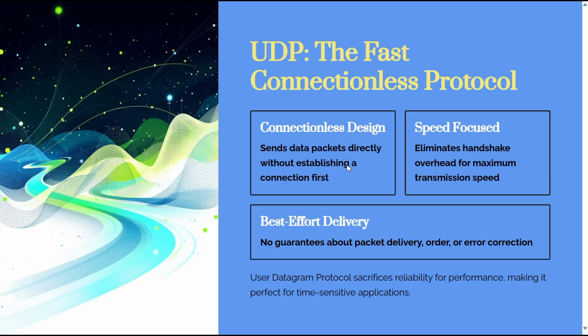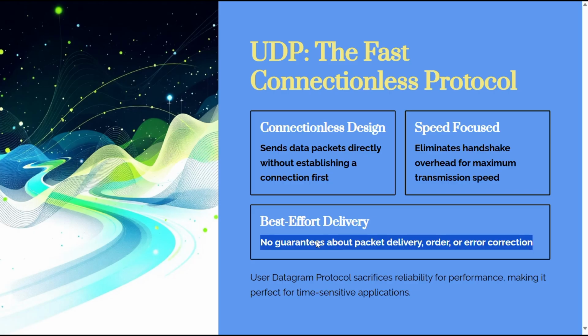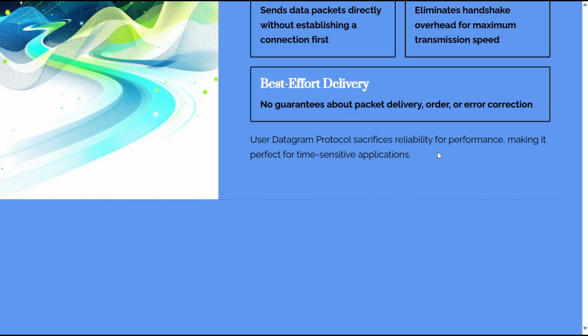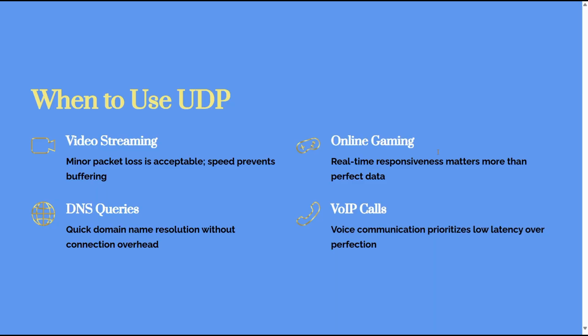However, the trade-off is that UDP does not guarantee delivery, order, or error correction. In other words, UDP focuses on speed rather than reliability. This is why UDP is commonly used in applications where real-time performance is more important than perfect accuracy. Examples include video streaming, online gaming, DNS queries, and VoIP calls.